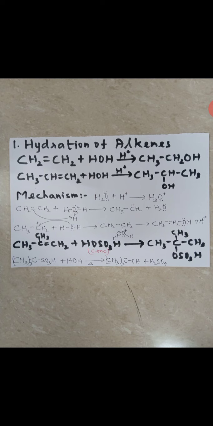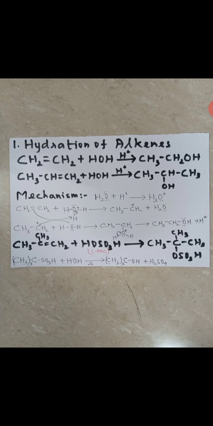Next, this ethyl carbocation reacts with the water molecule to form an addition product, and the alcohol is released, that is, H plus ion is released. So deprotonation takes place here. This is the mechanism I have given. We have done this in class 11 also, in the properties of alkenes.